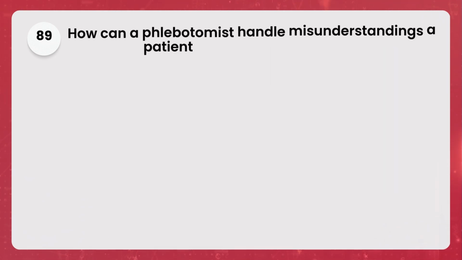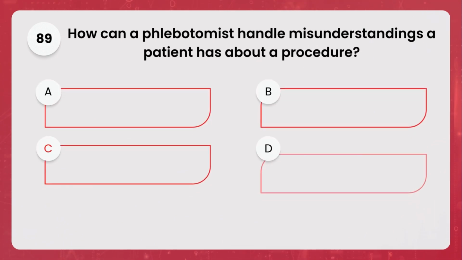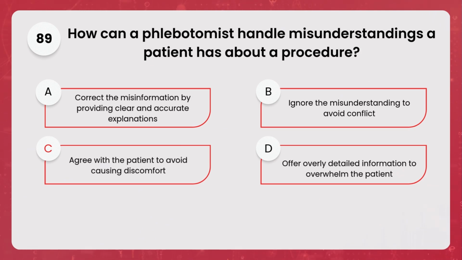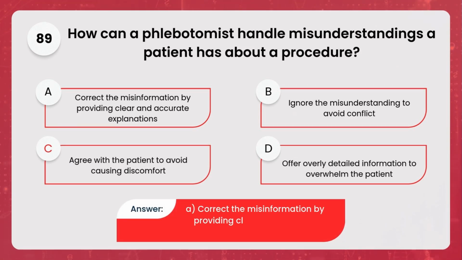Number 89. How can a phlebotomist handle misunderstandings or misconceptions a patient has about a procedure? A. Correct the misinformation by providing clear and accurate explanations. B. Ignore the misunderstanding to avoid conflict. C. Agree with the patient to avoid causing discomfort. And D. Offer overly detailed information to overwhelm the patient. The answer is A. Correct the misinformation by providing clear and accurate explanations.